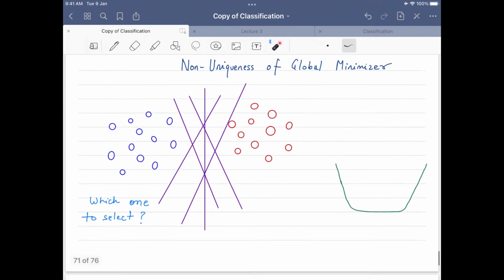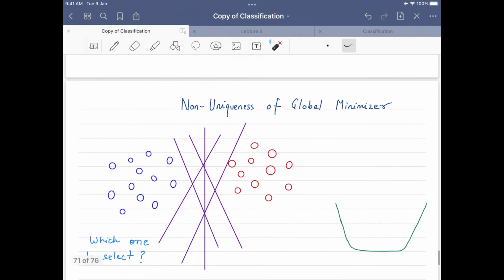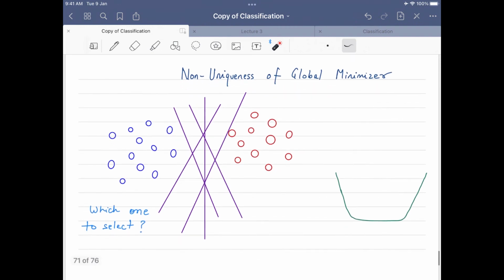The property of this algorithm is that it's a non-unique global minimizer. So you will get a global answer, but it will not be unique, because if you see these data points, either of these situations can be your answer. Either of these curves can be your answer to the classifier. So it can be this also, it can be this also, it can be this also, depending upon your initialization.